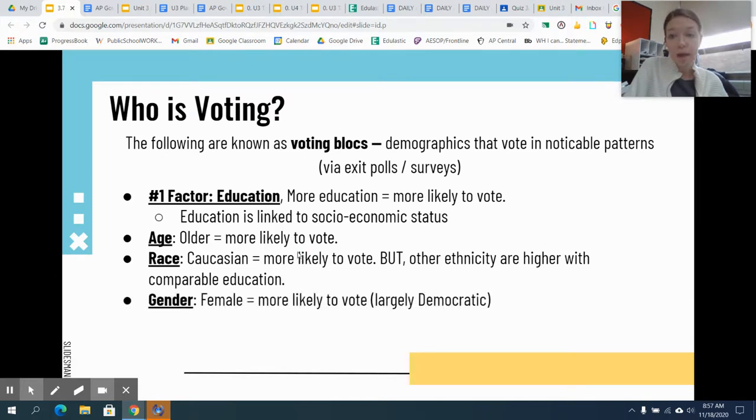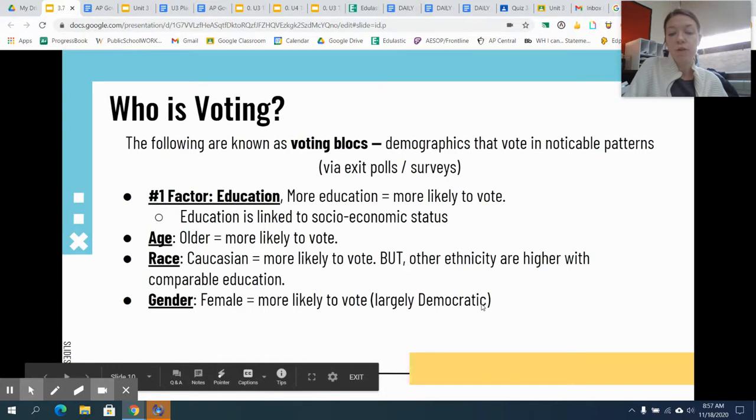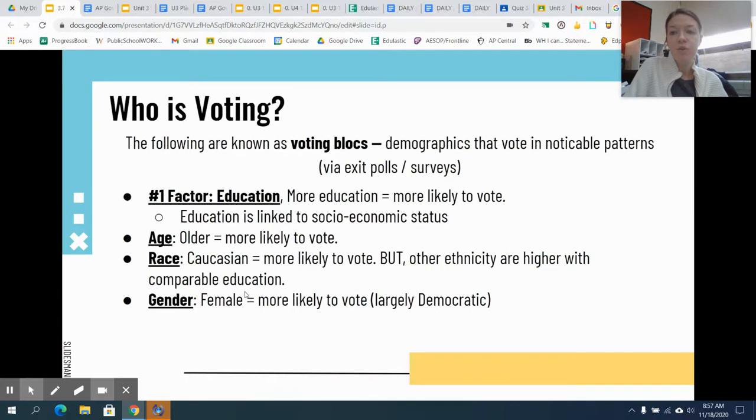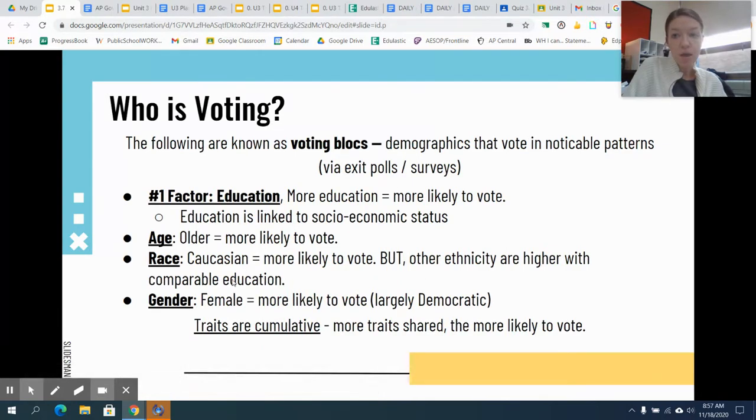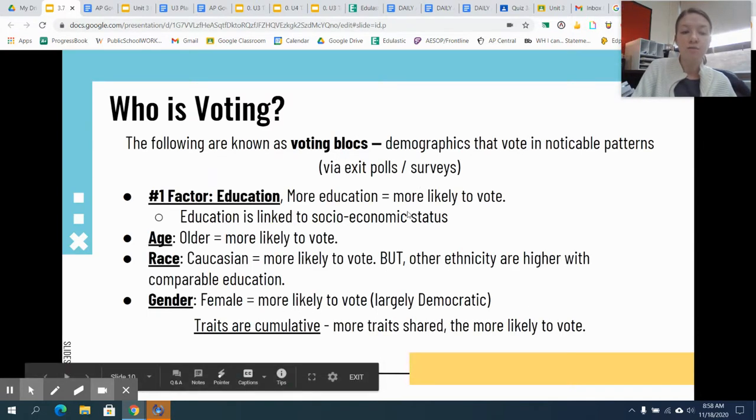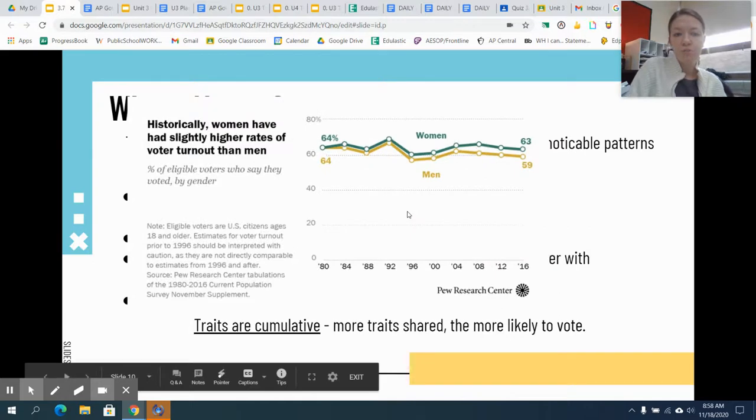Gender, there is a gender gap, not only in whether they identify as Republican or Democrat, but also how likely they are to vote. We do see a slight trend in females being more likely to vote than males. And I did want to point out that these traits are cumulative. So the more traits that you share, the more likely it is that you are to vote. So let's say, a white female in their 60s with a doctorate degree, that would be the highest likelihood that someone would vote. So they are cumulative.